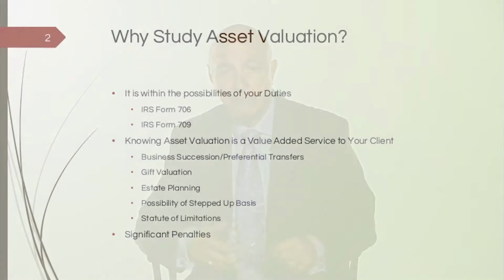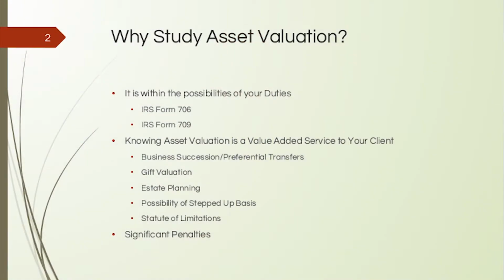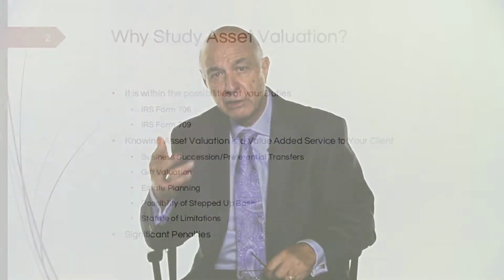There are tax forms that require that whatever the assets are that are changing hands via a gift or a sale have got to be filed and got to be reported. If you look at slide number 2, you're going to see that one form is a 706 form, and another one is a 709 form. And this provides a service to your client.